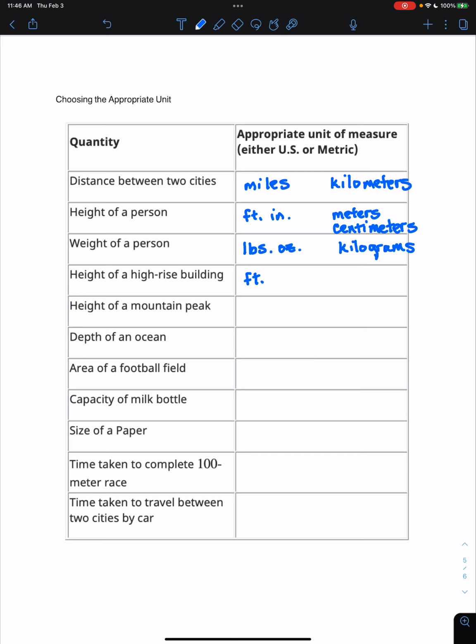The height of a high-rise building, we'll probably use feet. Maybe miles? No, probably not. They're probably not that tall. But we'll probably use feet. Oh, we may use yards. How many yards tall is a high rise? I don't know. But in the metric system, I would guess we'll use meters.